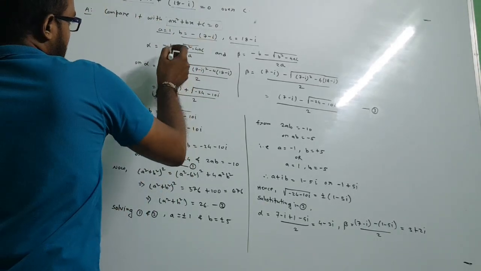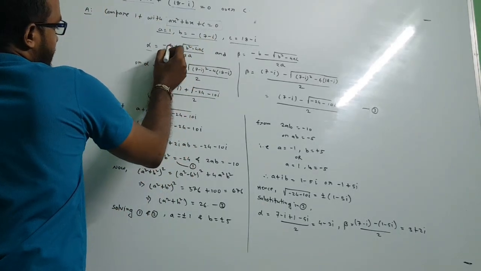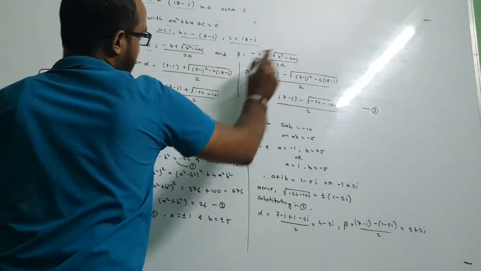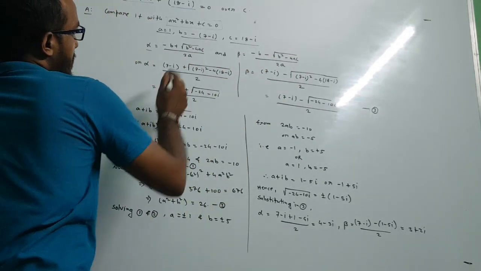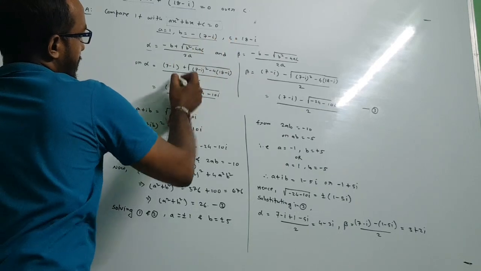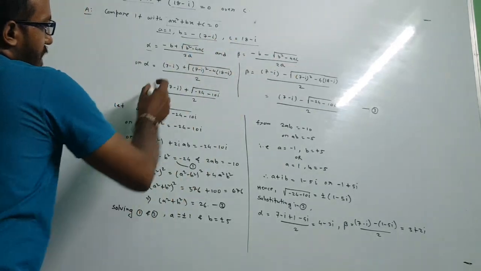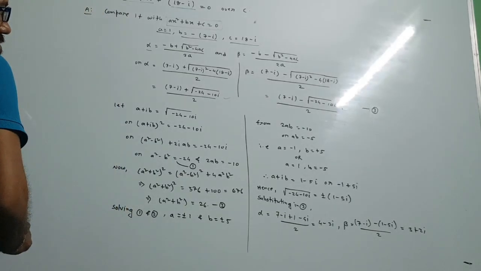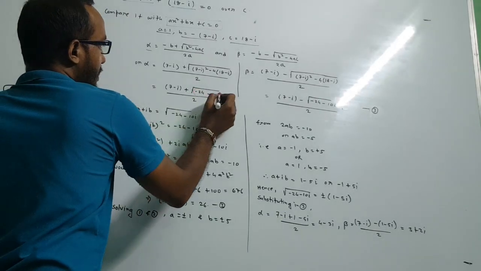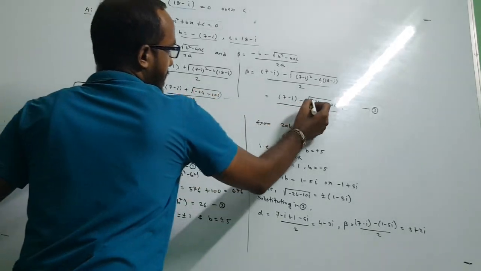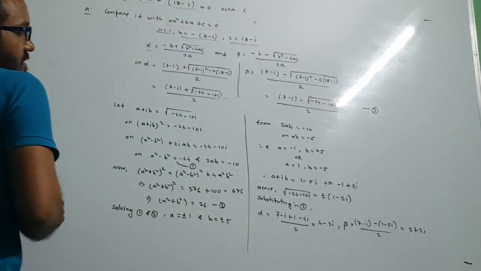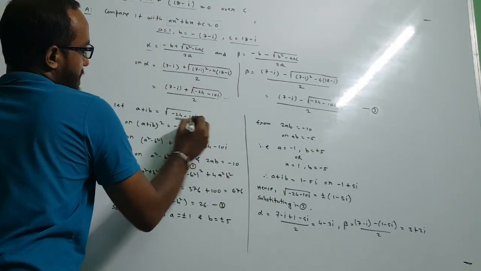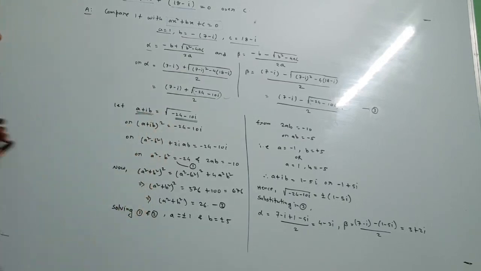So from Shridharacharya's formula we can say that alpha is minus b plus root under b square minus 4ac by 2a, and beta is minus b minus root under b square minus 4ac by 2a. So put the values of a, b, c here. After simplification you will get these two things. Now the discriminant is minus 24 minus 10i. Let root under of minus 24 minus 10i equal a plus ib.